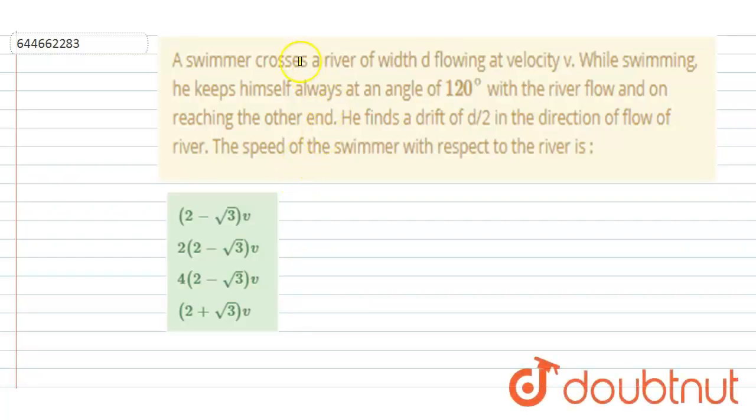Hello everyone. A swimmer crosses a river of width d flowing with velocity v. While the swimmer keeps himself always at an angle of 120 degree with the river flow, on reaching the other end, he finds a drift of d by 2 in the direction of flow of river. The speed of swimmer with respect to the river you have to find out.